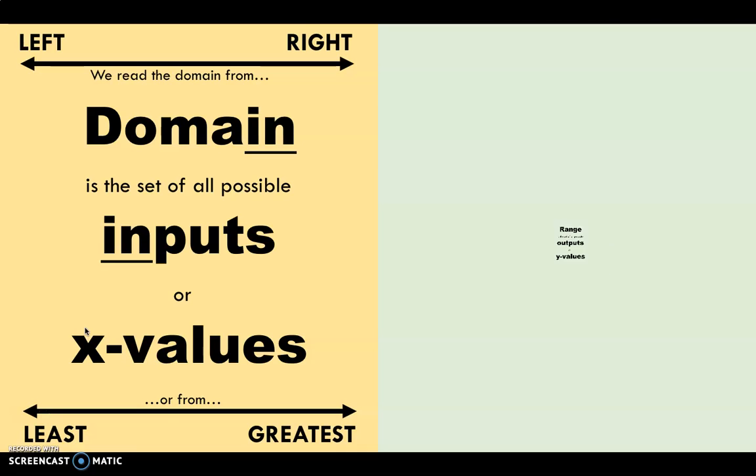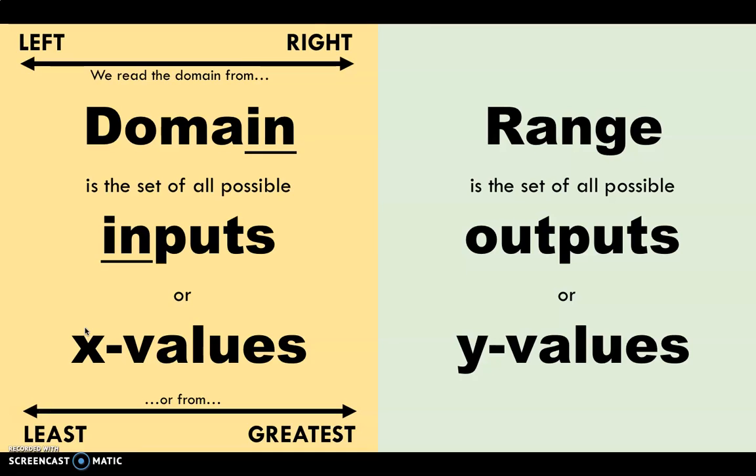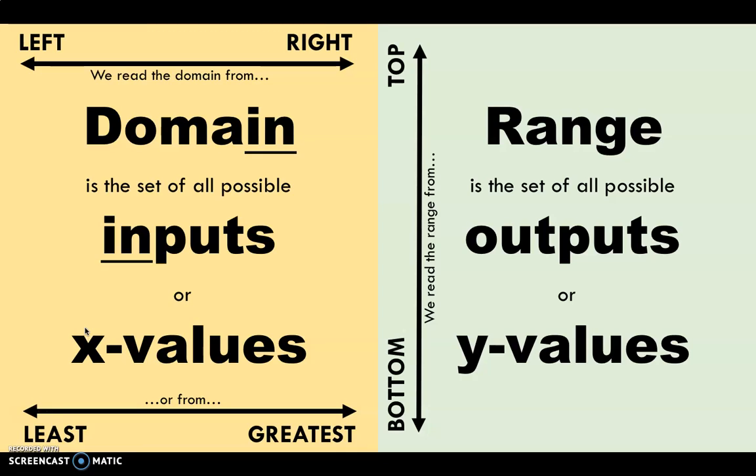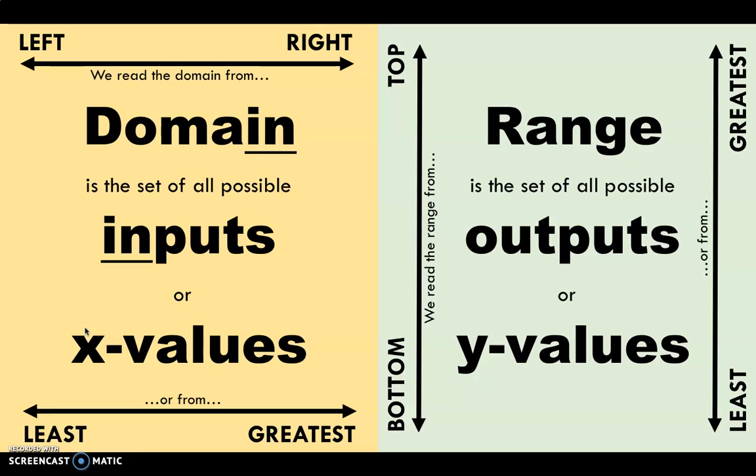The opposite of the domain is the range. And the range just represents all of the possible outputs or y values in a relationship. So if the x values go in, the y values come out. On a graph, we're going to read the range by looking at the y-axis. So we're going to look from bottom to top. So we'll measure the numbers from the bottom to the top of the graph. Or you could say we're just doing the same thing as domain, right? We're going from least to greatest.